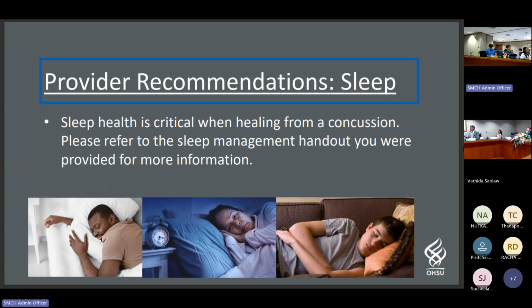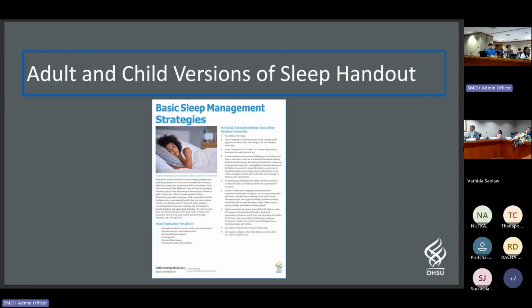We talk about sleep, and sleep's critical for healing. When people sleep, they have growth hormone and other things, and it's really good for resetting and brain healing, of course. So we work on that a lot. And we have an adult sleep version and a child version.